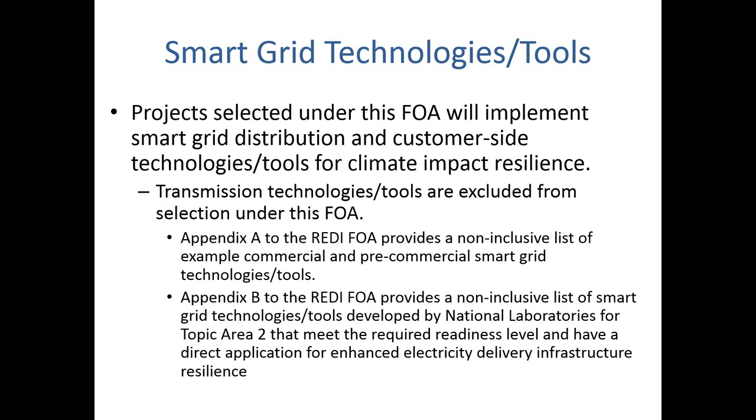For topic area 2 applications, Appendix B on FedConnect and grants.gov provides a non-inclusive list of smart grid technologies and tools developed by national laboratories that meet the required readiness level and have a direct application for enhanced electricity delivery infrastructure resilience. Applicants under topic area 2 are free to propose a DOE National Lab technology or tool that is not listed in Appendix B. For either topic area, if an applicant is unsure of the eligibility of their proposed smart grid technology or tool, then a question can be submitted through the FedConnect portal.